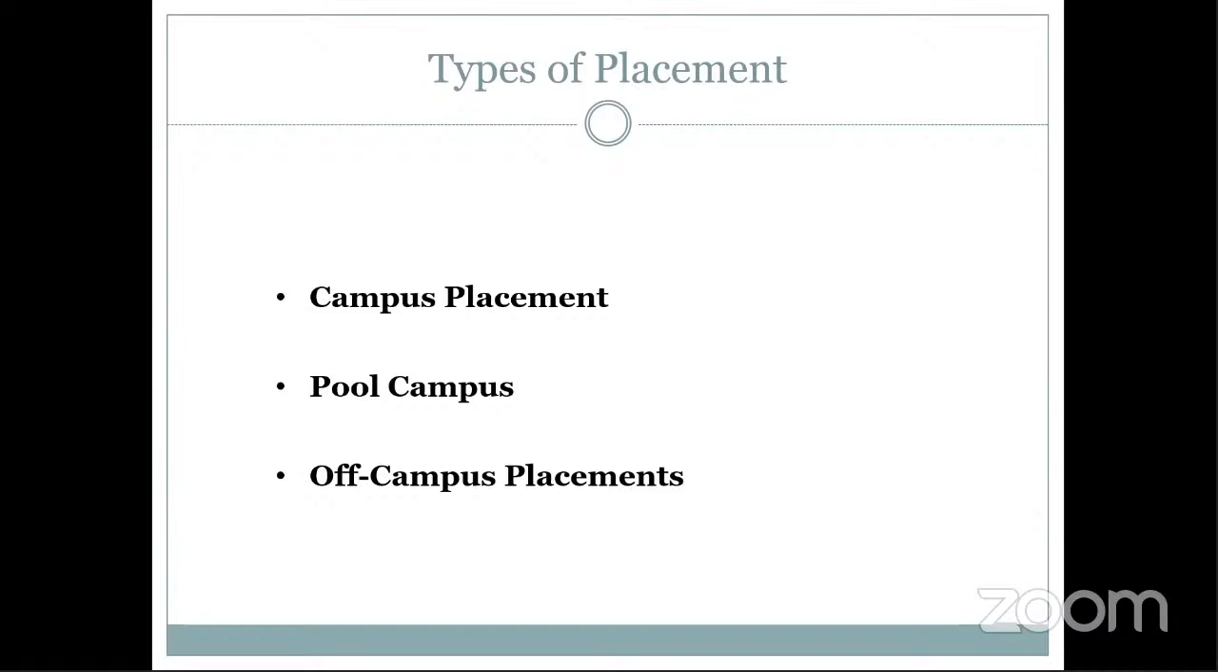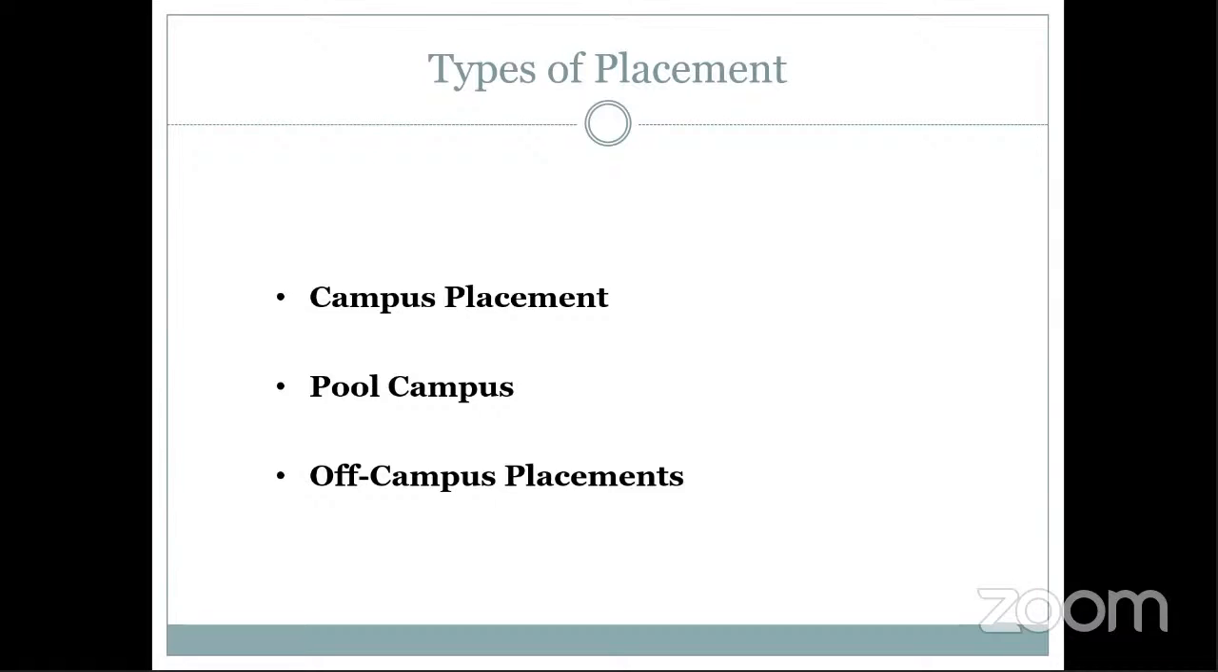So initially there were three placement drives, and here is how they have been conducted. The first is campus placement. For example, if you are a final year student across any field like pharmaceutical, BA, BCom, MCA, engineering, any field it can be, and a company is coming to your college for your students, it is considered a campus placement. Understand this: if you are a student and the company is coming to your college to conduct the placement drive, that means it is considered a campus placement drive.